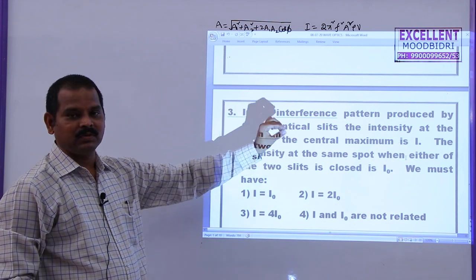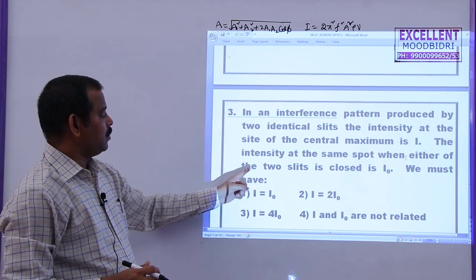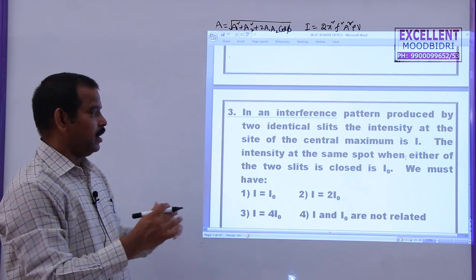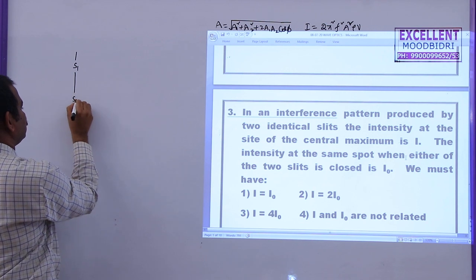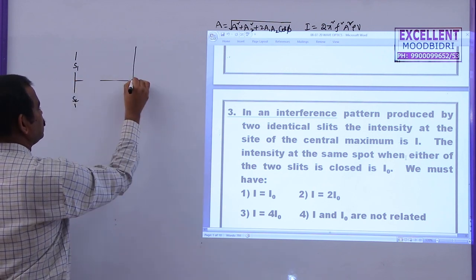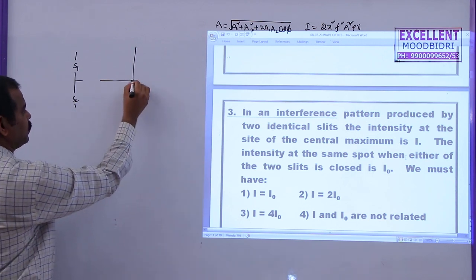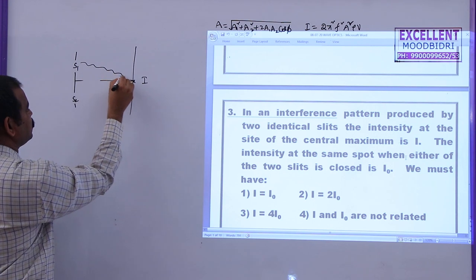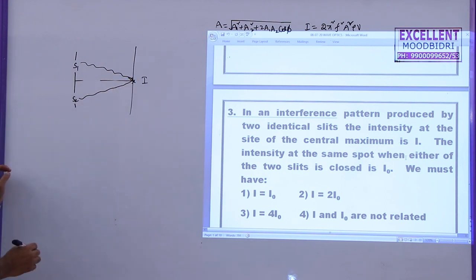Third one, in an interference pattern produced by two identical slits, the intensity at the site of the central maximum is found to be I. The intensity at the same spot when either of the two slits is closed is I naught. So we must find the relation between I and I naught. So in the interference pattern, this is slit 1, this is slit 2, and this is the central maximum point. Now here the intensity is found to be I when waves from this one and this one are coinciding, that means combined together, coinciding with each other.